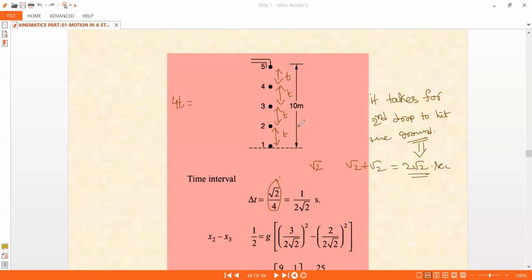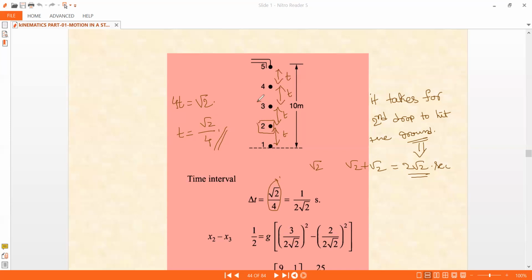So 4t happens to be this entire time of journey for the first drop, which will be root 2. So the time interval happens to be root 2 by 4. This is the time interval between the two drops. So for the release of the second drop, it will be root 2 by 4.